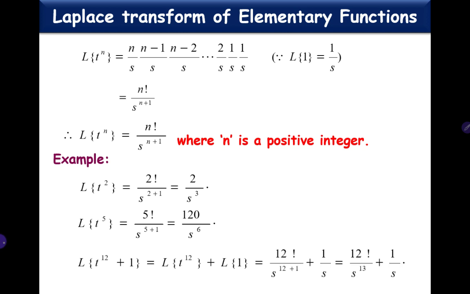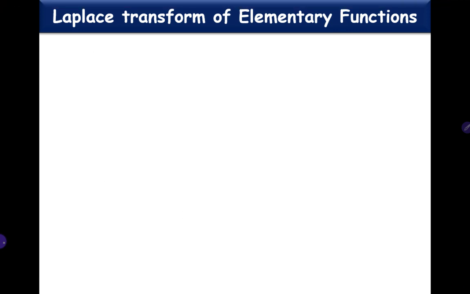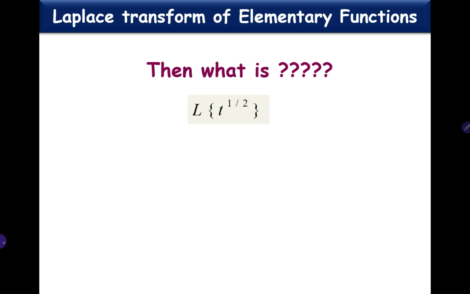Now L of t power 12 plus 1. We have linear property for Laplace transform. So it can be separated as L of t power 12 plus L of 1. And we know that L of t power 12 using this formula can be written as 12 factorial by s power 12 plus 1, plus L of 1 is 1 by s. Therefore, it is 12 factorial by s power 13 plus 1 by s. So, using this formula, we can find Laplace transform of t power n, where n is a positive integer. Then, what is Laplace transform of t power 1 by 2, t power 3 by 2?